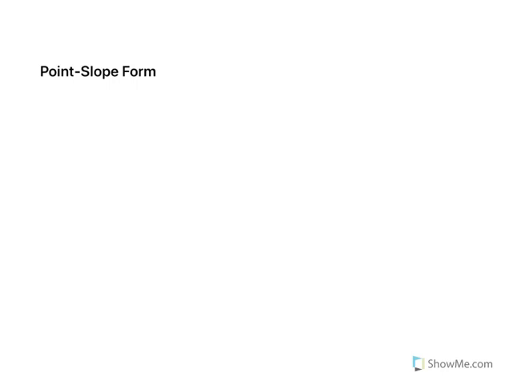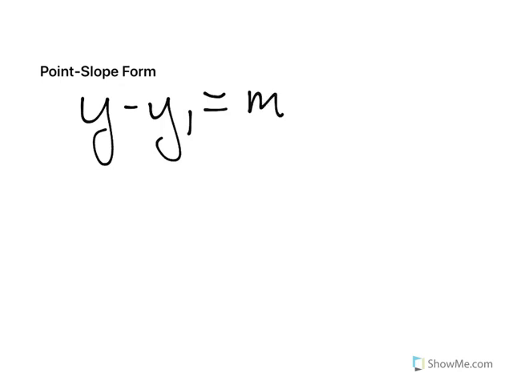The point-slope form of a linear equation is useful, especially if you're given the slope and a point that the line goes through. This form is useful in being able to graph that. So the general form for the point-slope is y minus y1 is equal to m times x minus x1.